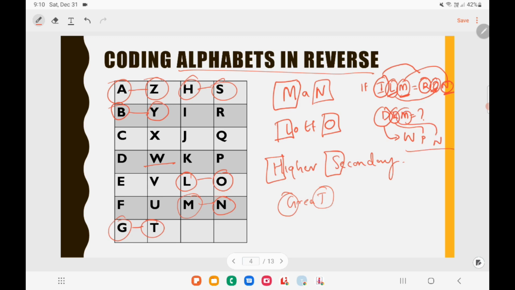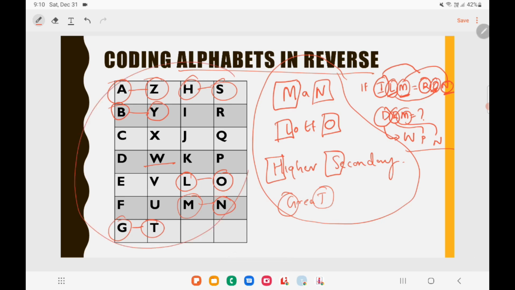Okay, so in this way, in order to understand how the coding is being done, remembering these words is actually very important. So that's why I have told you that just remember these 4 words, 4 or 5 words, and if you want, you can make your own words as well using this table. Now I have only given you 3 types of coding, that is alphabets coded with numbers. In that itself I have given you 2 types of coding.